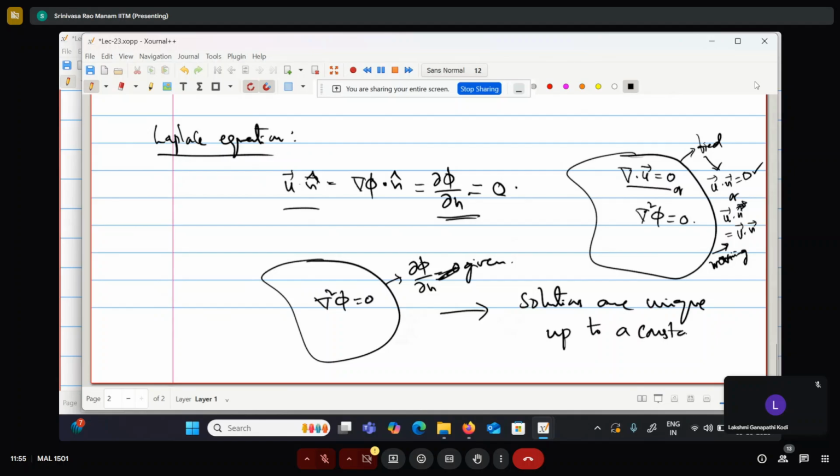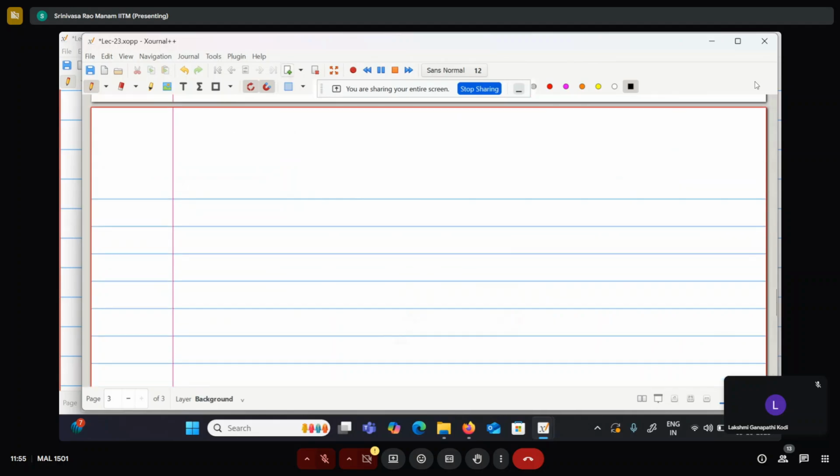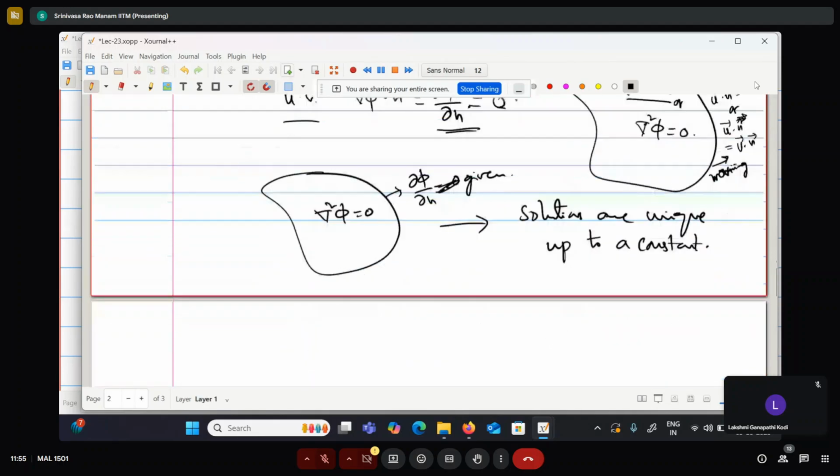Have you studied this one? You must have studied it now in PDEs. Did you not? When you try to solve this, you will find any constant is always satisfying it. Given means, for example, equal to 0.